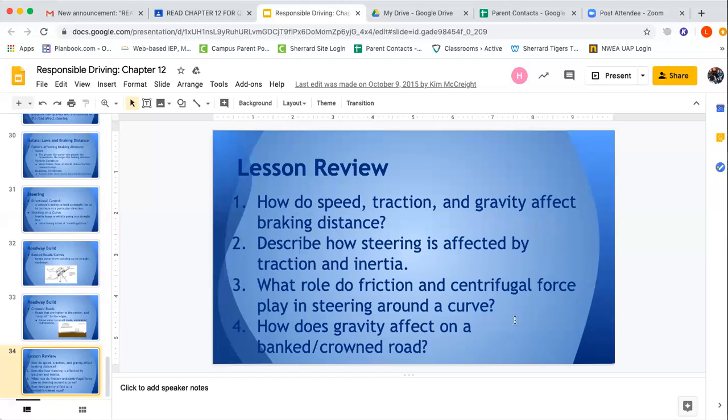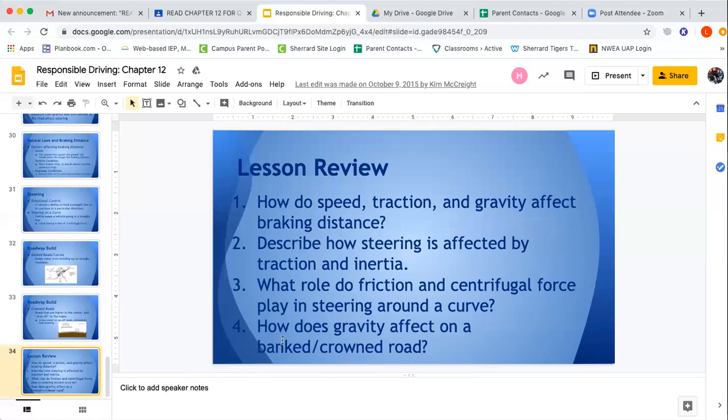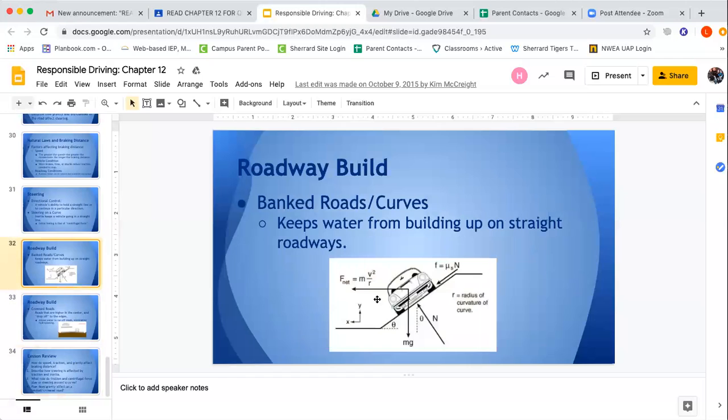Well, naturally your car is moving in a straight line. To keep friction with the road, you have to turn with the curve. And how does gravity affect a banked or crowned road? Well, I'm not sure how I can answer that one, but it looks like the water runoff keeps you from losing gravity or center of gravity of your vehicle. I don't know why she's got all these in here. Okay, well, that's the best answer I have for that one.